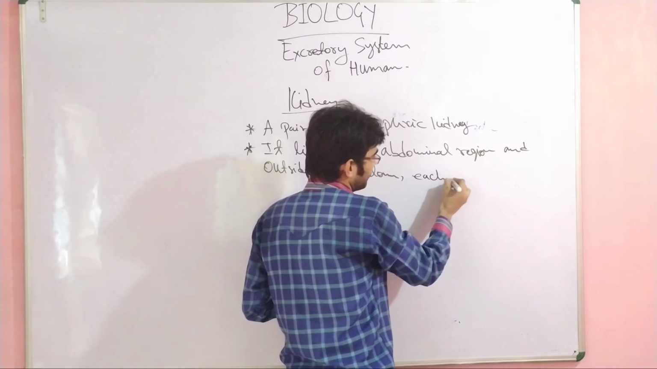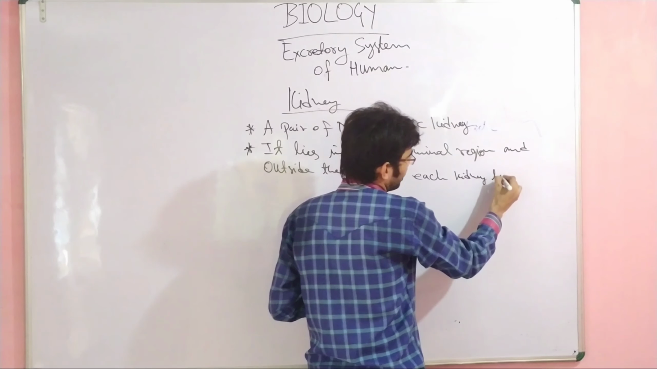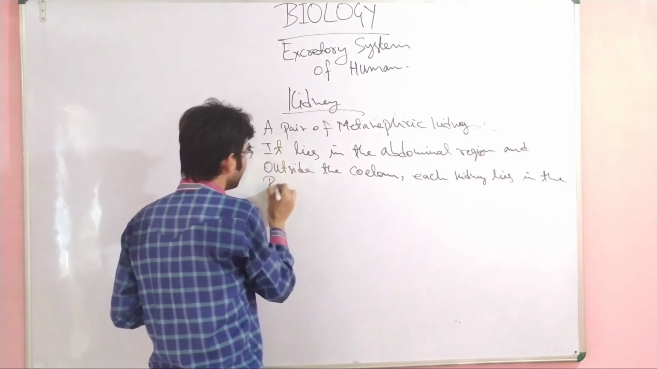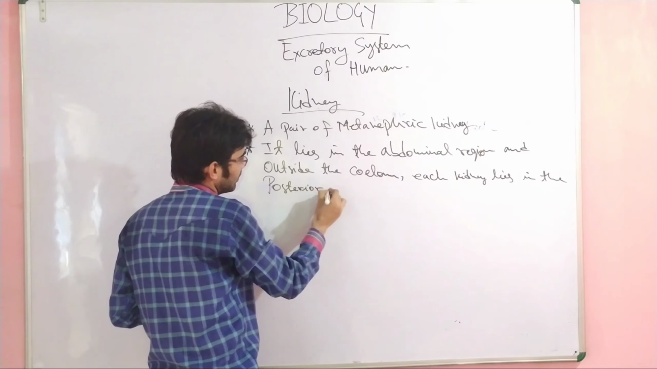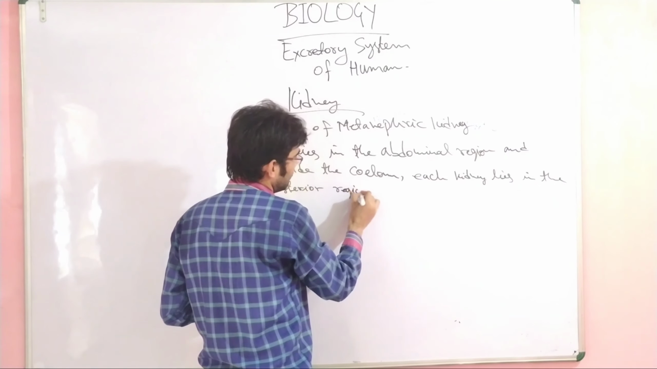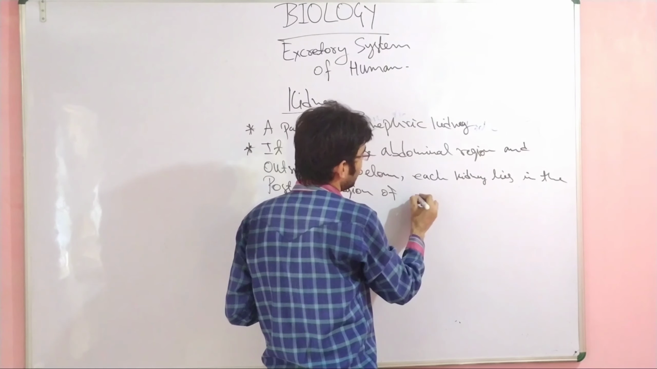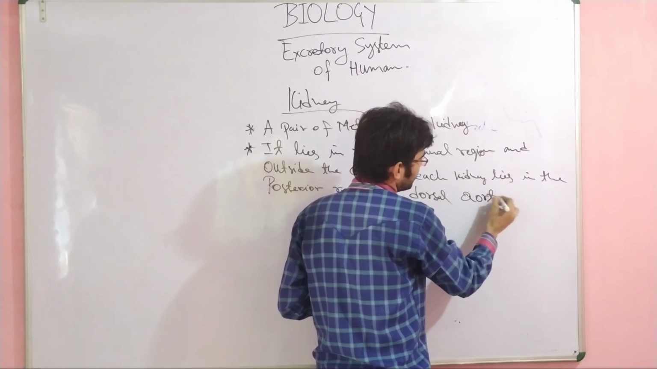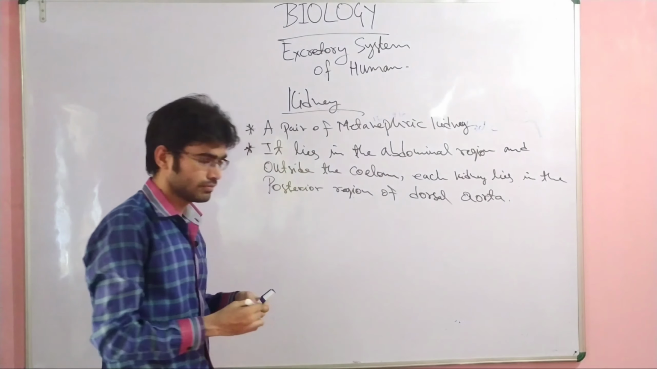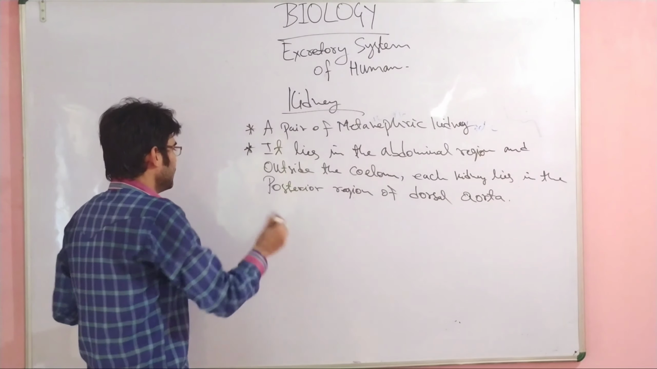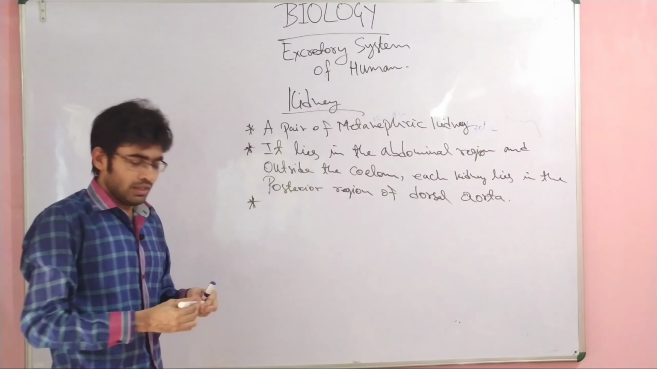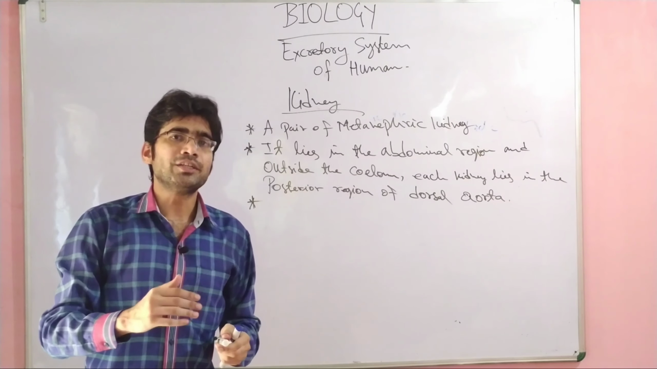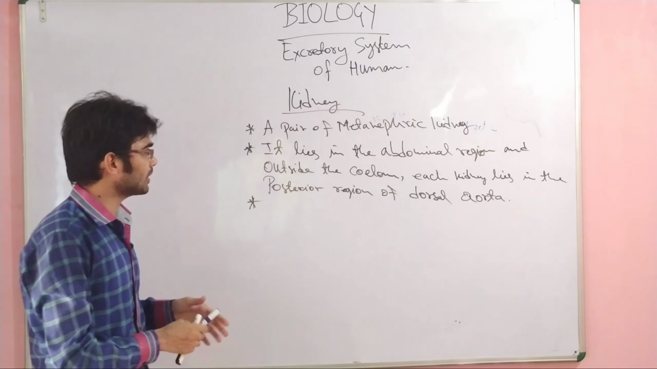Each kidney lies in the posterior region of the dorsal aorta. The third point is, ventrally the kidney is covered by the peritoneum. It is a membrane which covers the kidney.